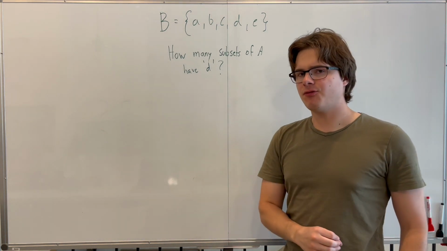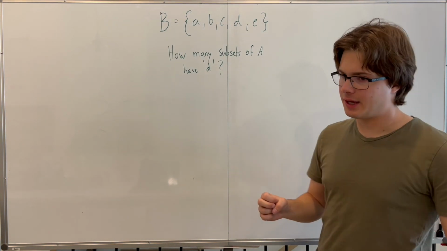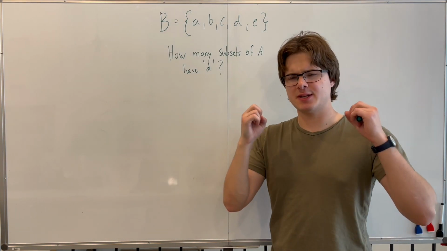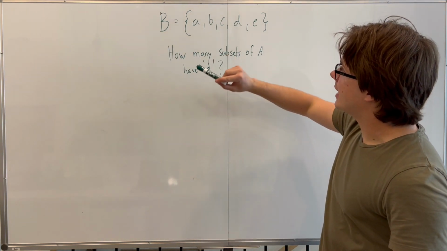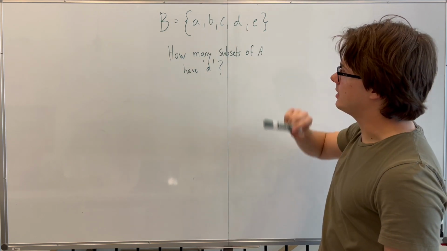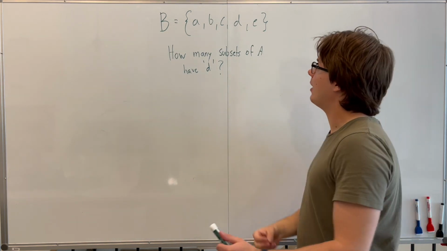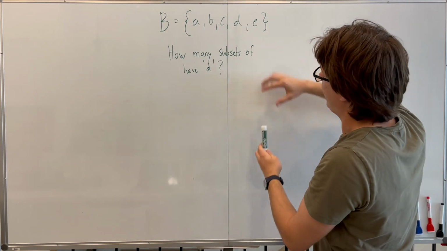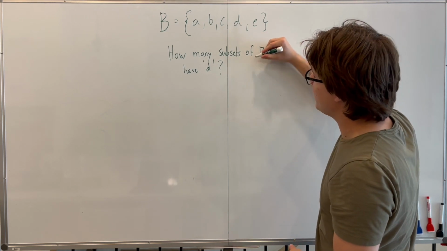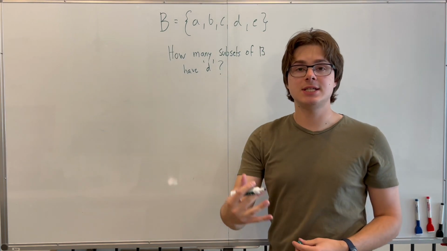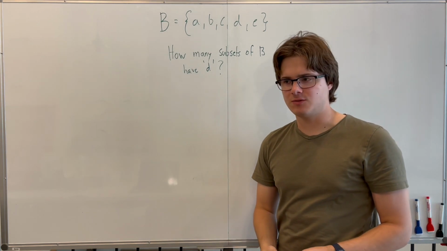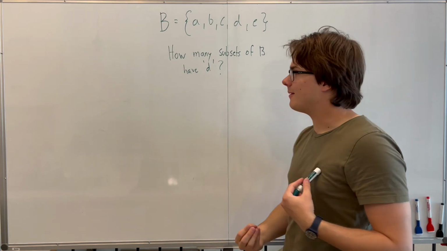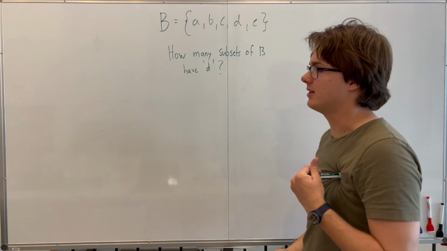Okay, let's reinforce what we've just learned about looking at how many subsets have a specific element in them. We're now going to look at our set B that has the elements A, B, C, D, and E. And we ask ourselves, how many subsets of B have the letter D in them? I am not going to write out all of the subsets. That takes a very long time, so we're going to have to use one of the two methods I've already shown.